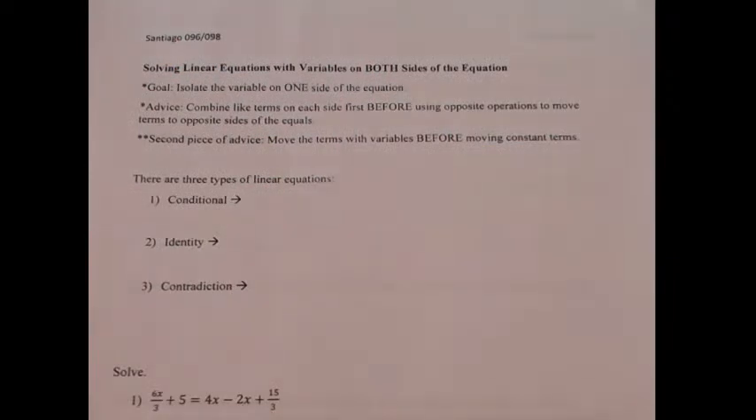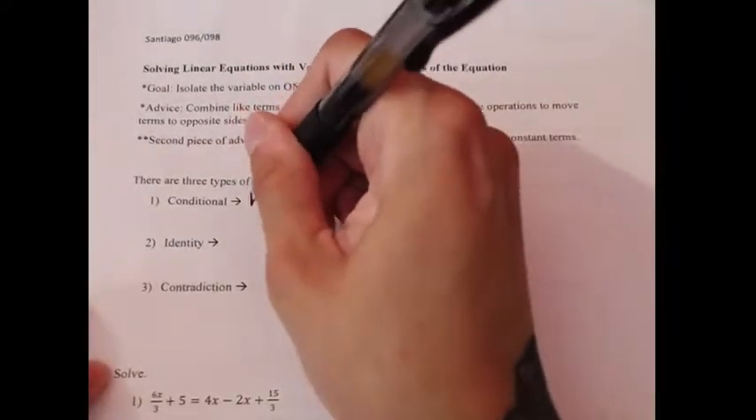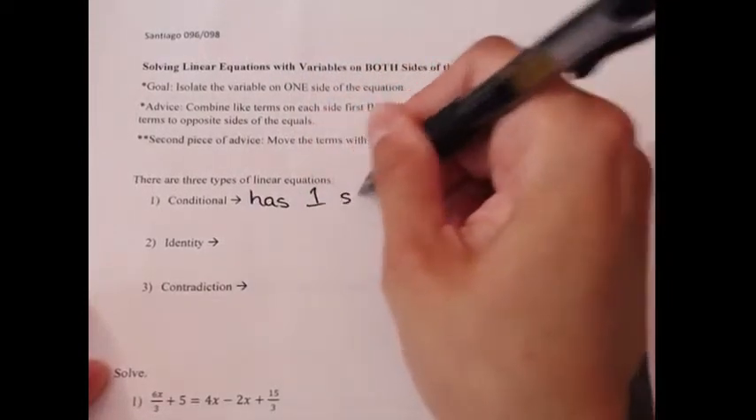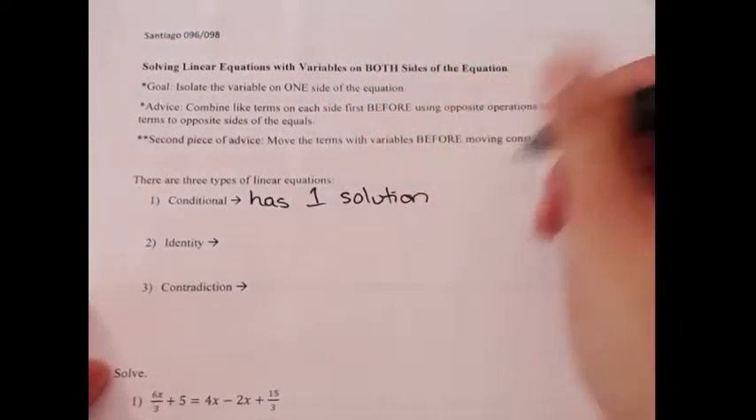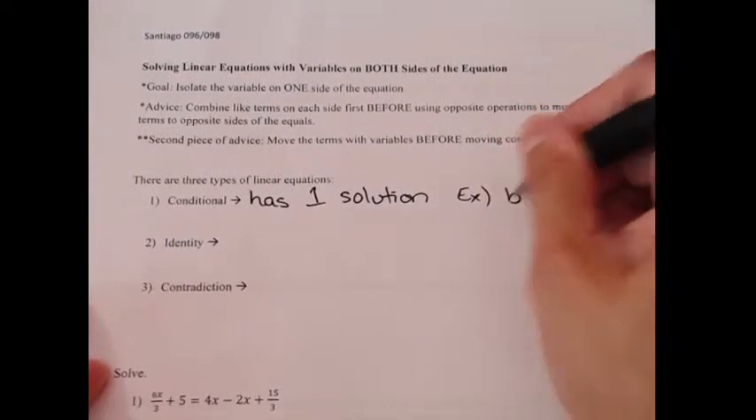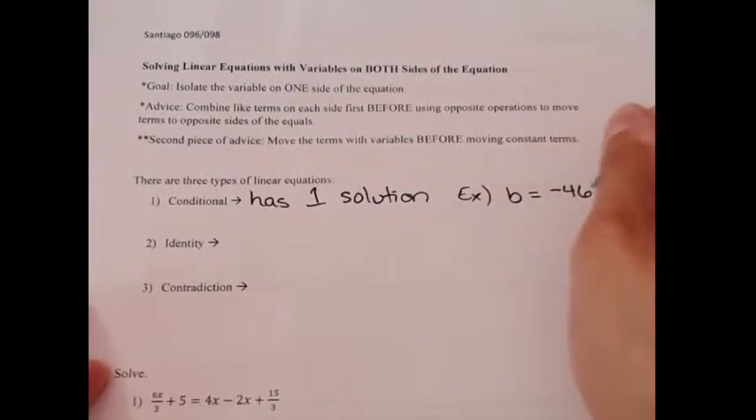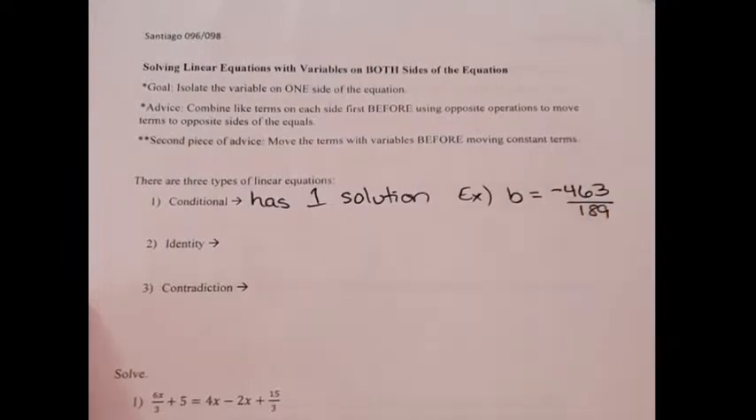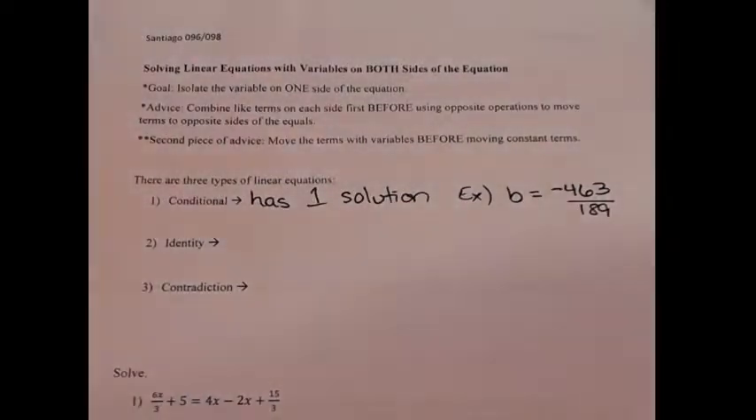The three types of linear equations, you have a conditional linear equation. Every problem we've done so far, every linear equation that we've solved so far, was actually a conditional linear equation. And all that means is that it has one solution, right? So for example, when we solved our previous problem, negative 463 over 189, that is a conditional linear equation. We had one solution, and that was the solution. But we also have two other types of linear equations.